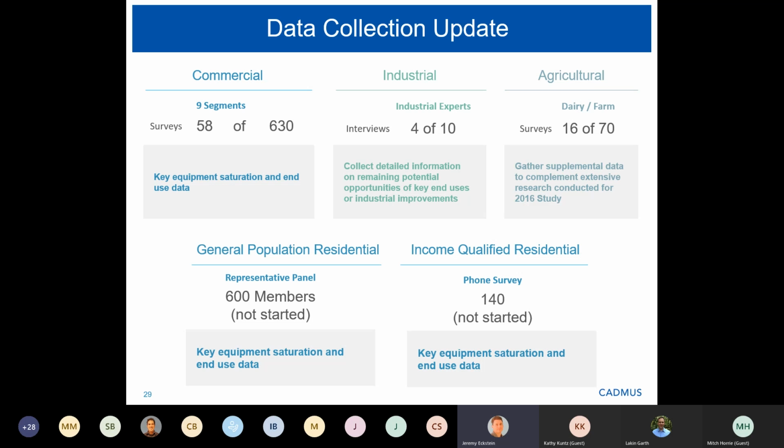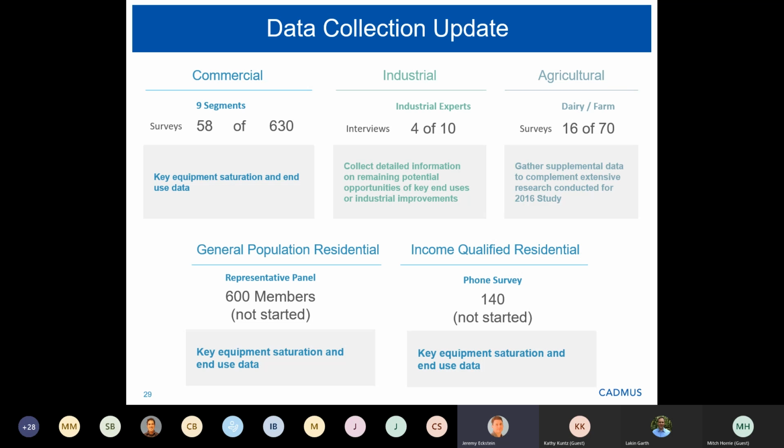A little change in how we're collecting the general population residential key equipment saturation and end use data. We had initially talked about doing an email survey. However, when we received the customer contact information from our utilities, we found that there was a large variance in the number of customers that had email addresses, and we don't know why. Between maybe 50% and 10% of the customers had email addresses in the database.